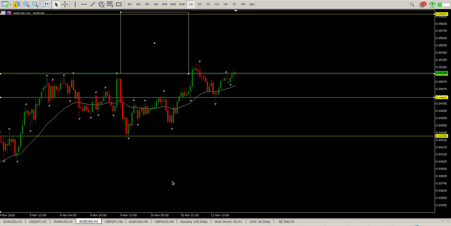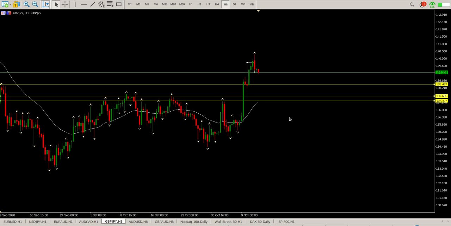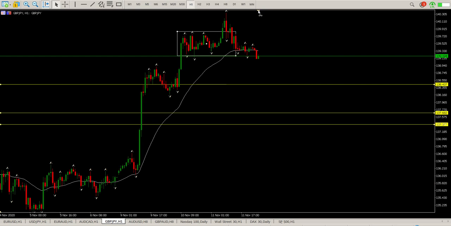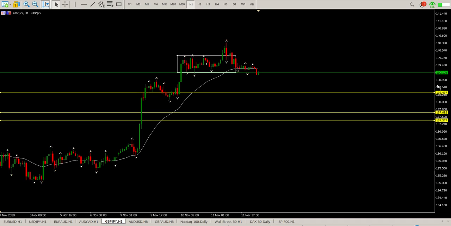Okay, British pound, Japanese yen. So we had a bit of a range forming at the top. We did get a bit of a break to the upside, we've got a break to the downside. So I think that pretty much summed it up. Big break up, big break down. Well, not big breakdown yet, but it is brewing. Big confusion. So I think for me this is going sideways right now.